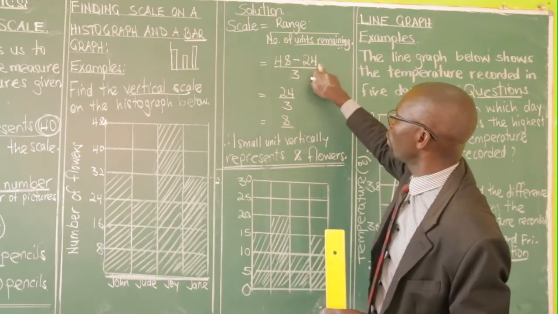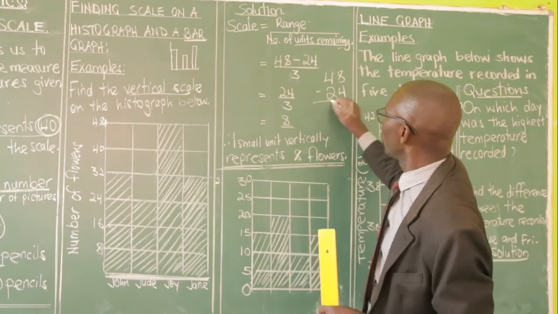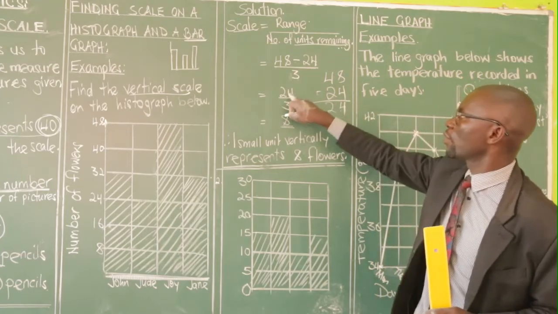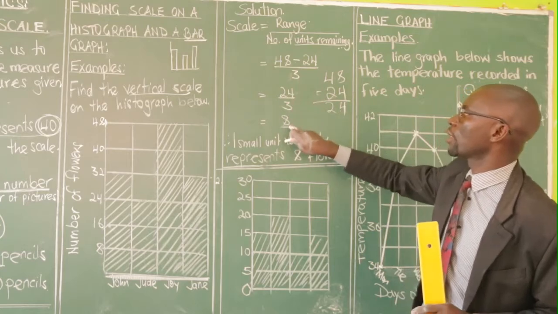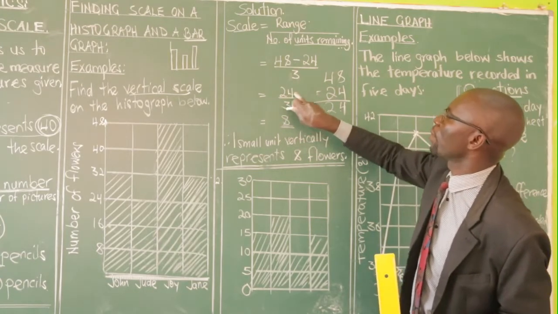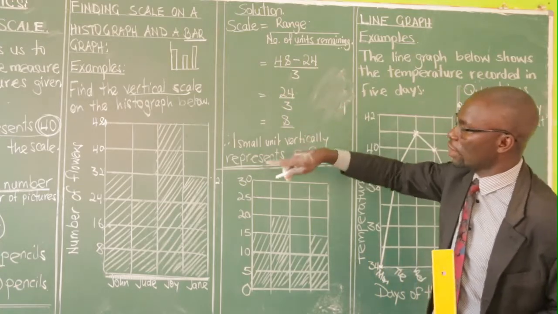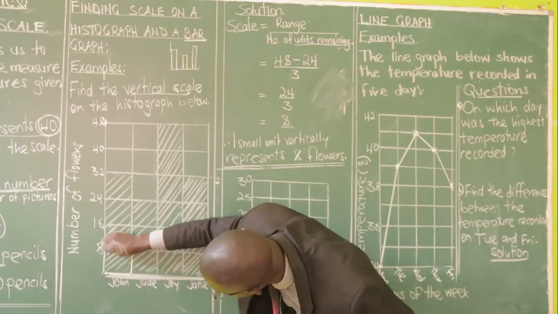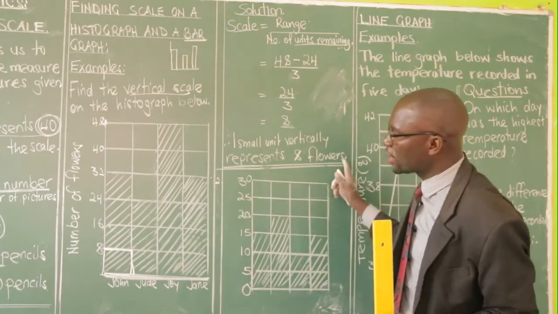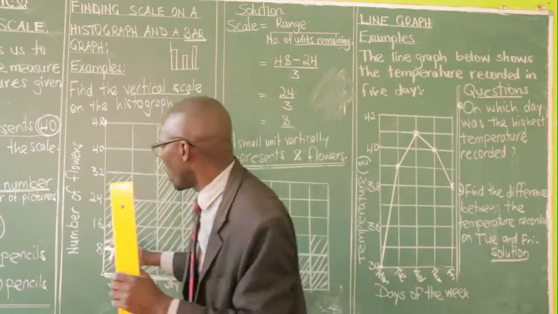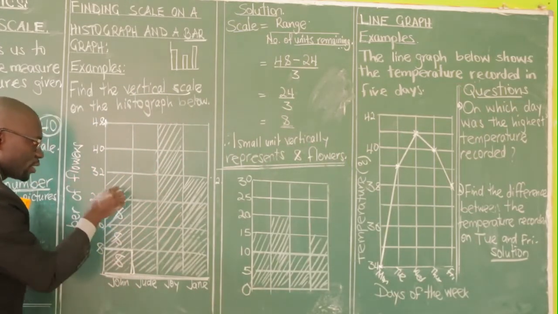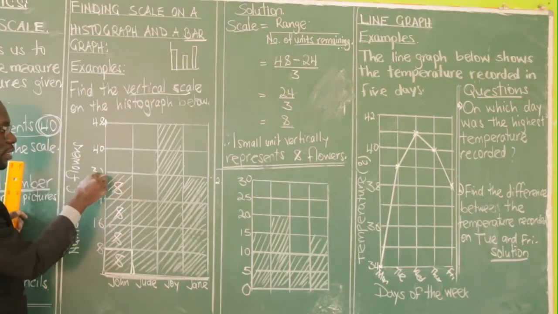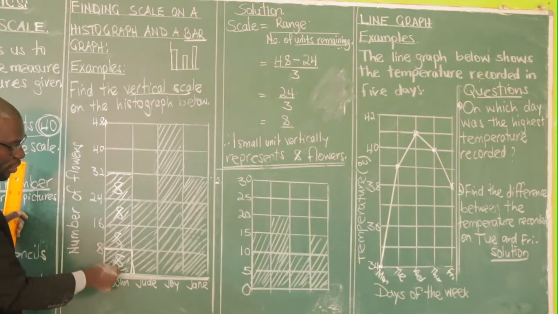So 48 minus 24. 8 take away 4 is 4, and then 4 take away 2 we shall have a 2. So 24 out of 3. When you divide 24 by 3, you shall get 8, because 8 times 3 gets us back to 24. So our scale on this histogram is one small unit. Each smaller unit you are seeing is representing 8 flowers. So when you have 8, like here we have 8 flowers. When you add 8 plus 8 is 16, plus 8 is 24, and 24 plus 8 we get 32. So meaning John has 48 flowers.